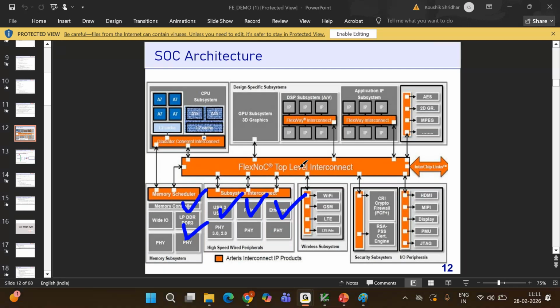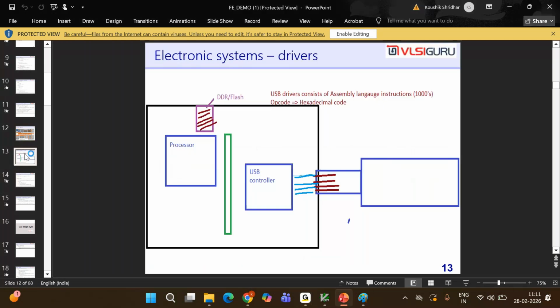Any other questions you have? Okay, fine. Let's go further. We already discussed how the SoC processor and USB controller are present.